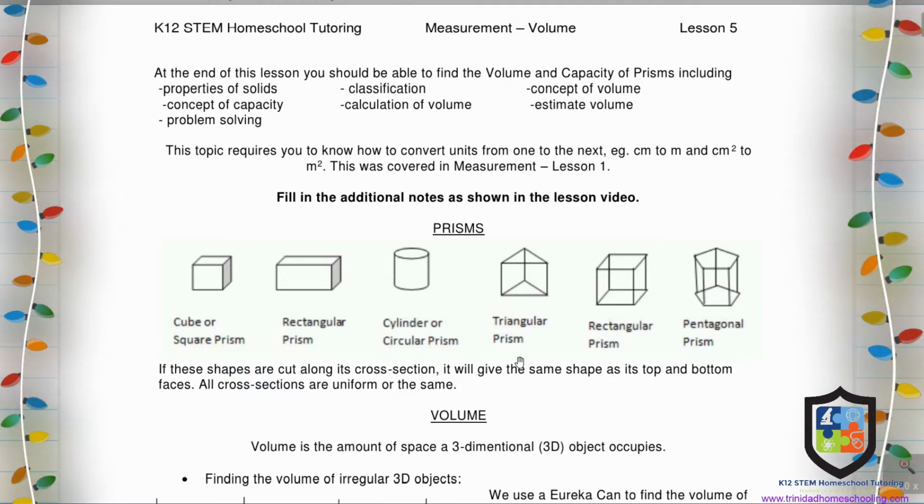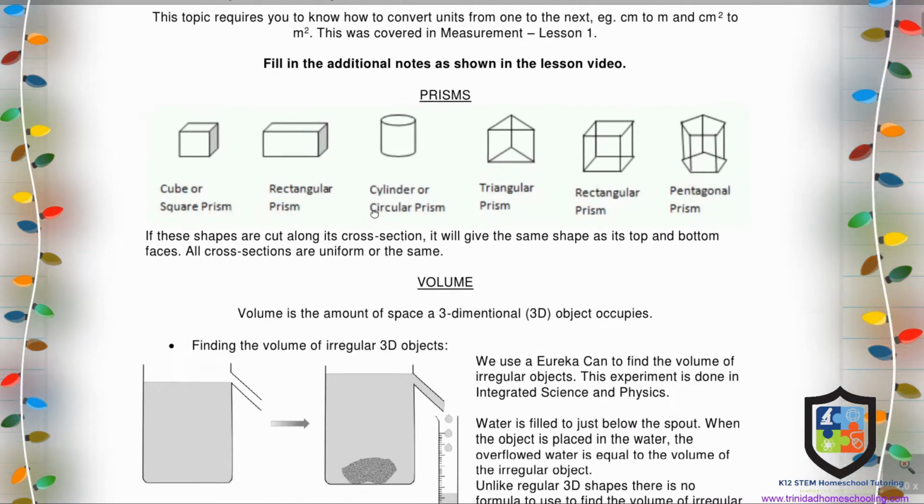For example, you need to know how to convert centimeters to meters and centimeters squared to meters squared. Now this was covered in a separate lesson, a lesson that was before this one that you should have covered. So I will not be explaining how I'm changing centimeters squared to meters squared, centimeters to meters, etc. You need to know how to do that. Alright. Now let's look at prisms.